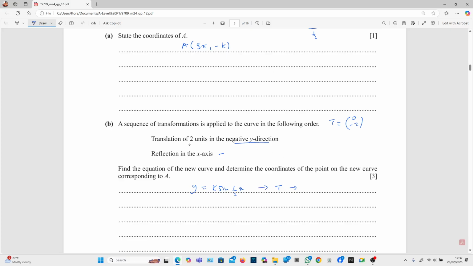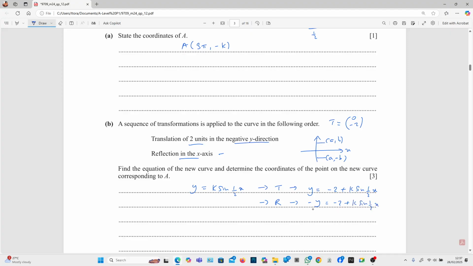Translation is 2 units downward, so y is going to be equal to minus 2 plus k sine of half x. And then the second transformation is a reflection in the x-axis. We understand that if we have a reflection in the x-axis, and this is A and B, it gets reflected with the x-axis as its mirror line. So the x-coordinate remains the same, whereas the y-coordinate turns negative. So y is going to become negative: negative y is equal to negative 2 plus k sine of half x.